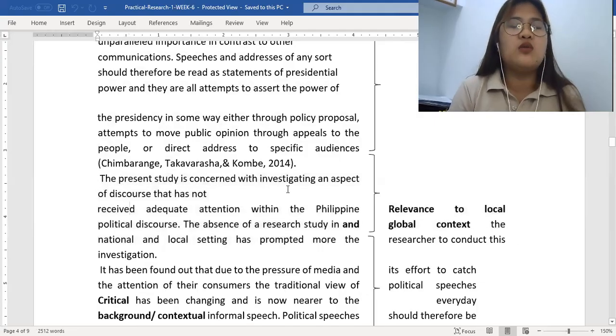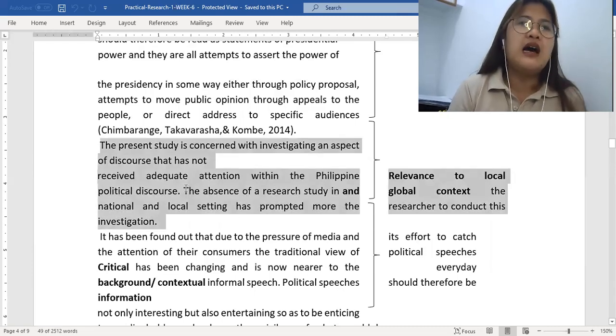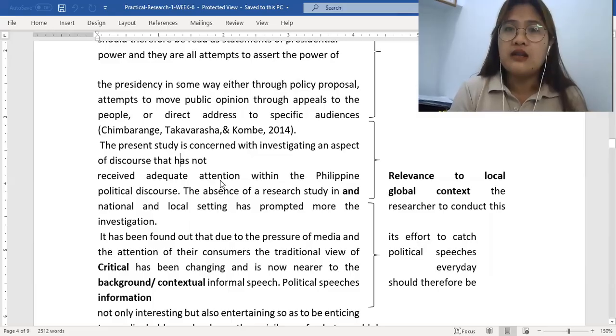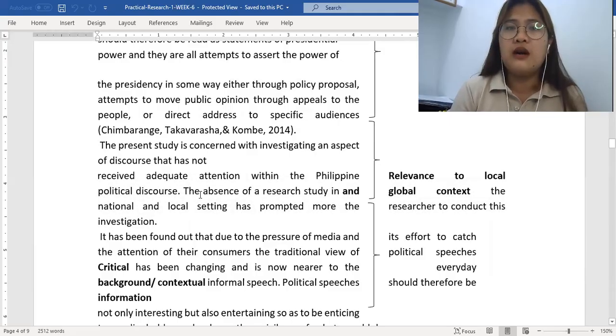The present study is concerned with investigating an aspect of discourse that has not received adequate attention within the Philippine political discourse. The absence of a research study in national and local setting has prompted the investigation. So bakit niya pinag-aaralan? Kasi daw, hindi pa naka-receive ng adequate attention sa Philippine political discourse at there is the apparent absence of research study. But classmates, be careful. Huwag kang basta-basta magsasabi ng ganito kung hindi ka nag-research ng maayos.